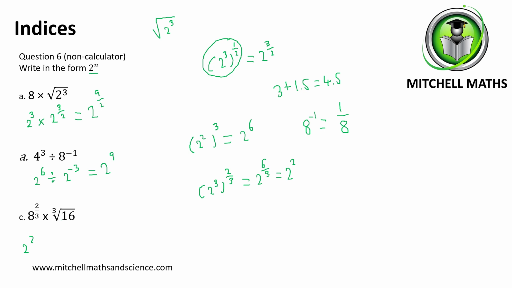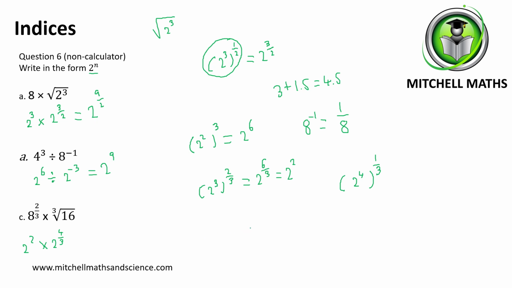And the next part, I've got the cube root of 16. Well, 16 is 2 to the power of 4. And then because we're cube rooting it, if we remember earlier, cube root was the same as saying to the power of 1/3. So I'll write that there. So we've got 2 to the power of 4, and then we need to multiply the indices. So we're going to times the 4 by 1/3, which means we're going to have 2 to the power of 4/3.